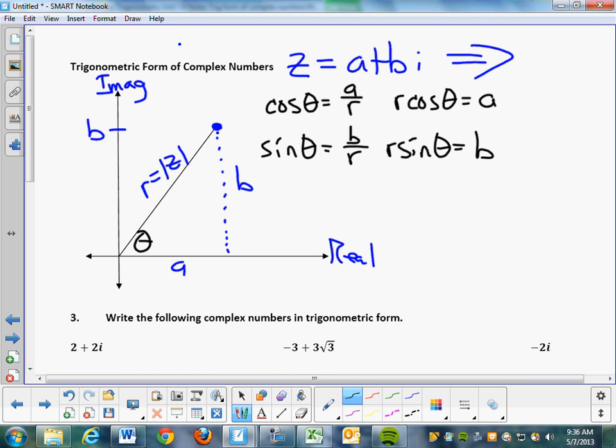Okay, so look at how I can rewrite this now. Z can be rewritten as, instead of a, I have r cosine of theta. And instead of b, I have r sine of theta, and I have to remember the imaginary part, right?